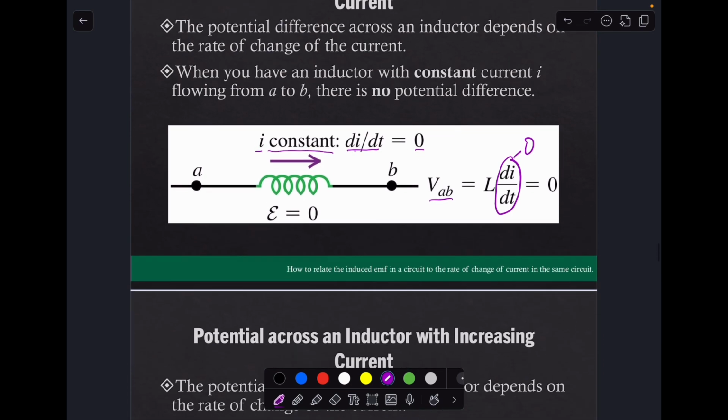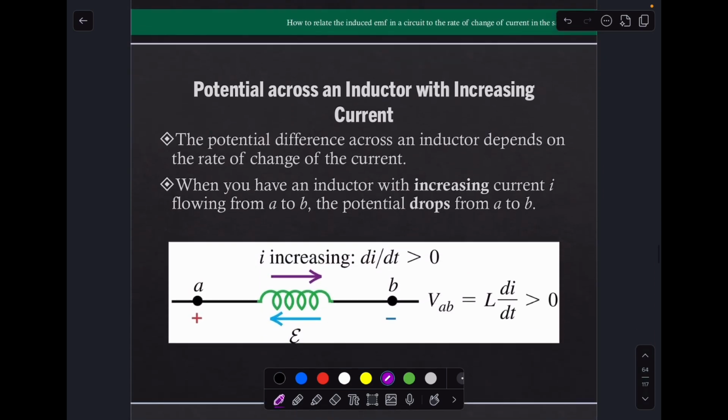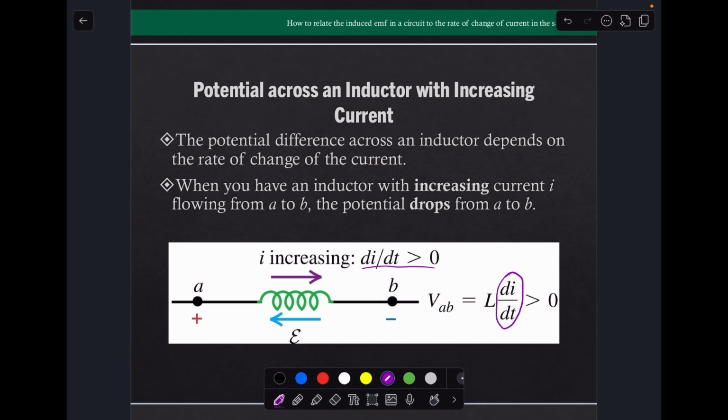But now, let's say that we have an increasing current. Let's say that we're ramping the current up slowly. So if the current is increasing, well then di dt is greater than 0. And if di dt is greater than 0, we have a positive number here, we have a positive number here, and the potential is going to be decreasing from left to right.